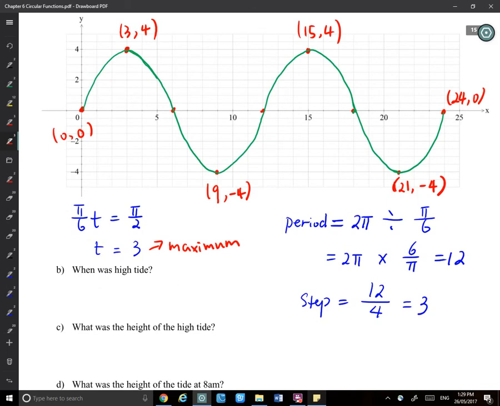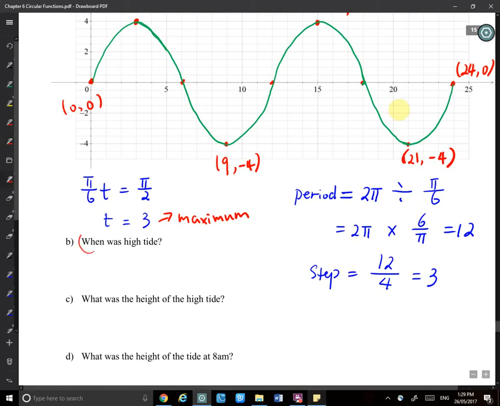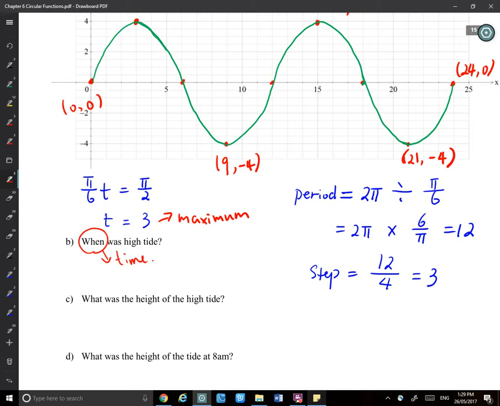Okay, next thing is: when was the high tide? When you see it asking you when, it's asking you the time, like at 3 p.m. or 3 a.m. Don't say just t equals 3 or t equals 15. It's correct, but it doesn't answer the question. It asks you when, like at what time of the day.